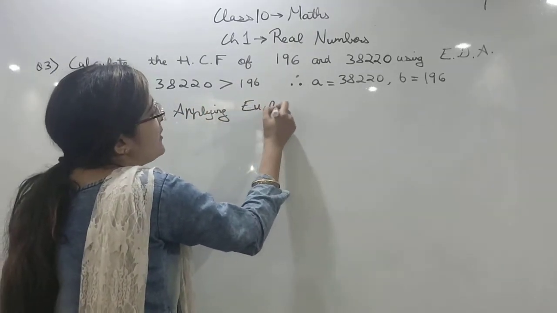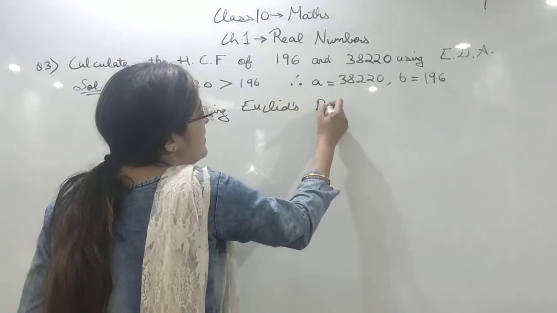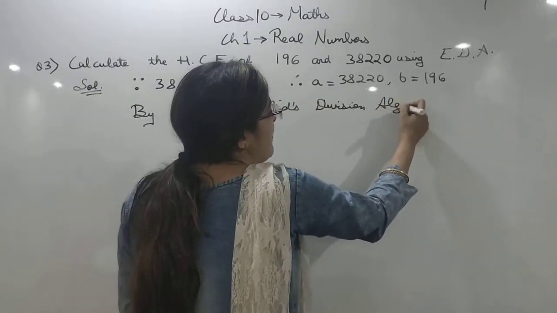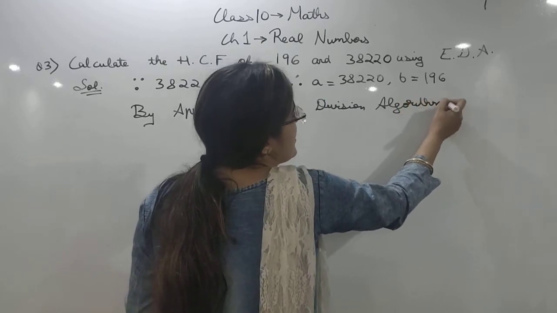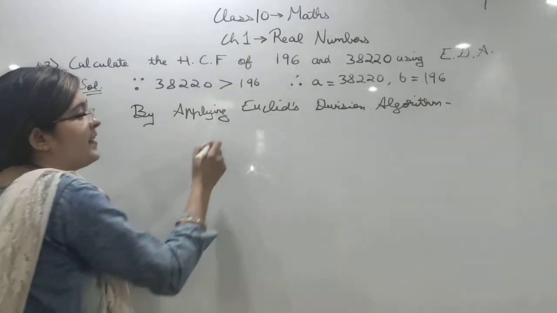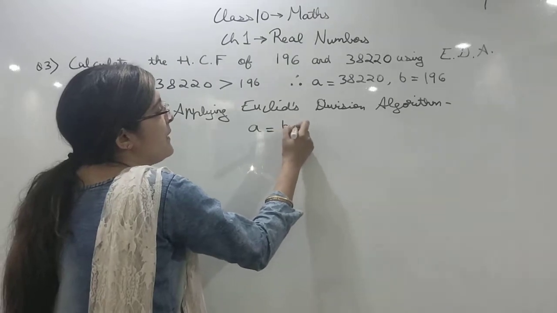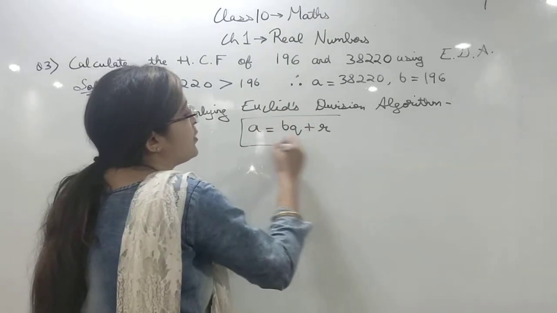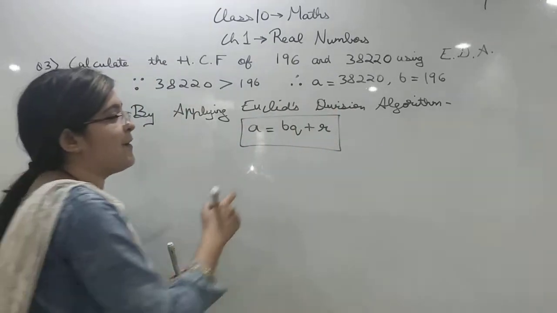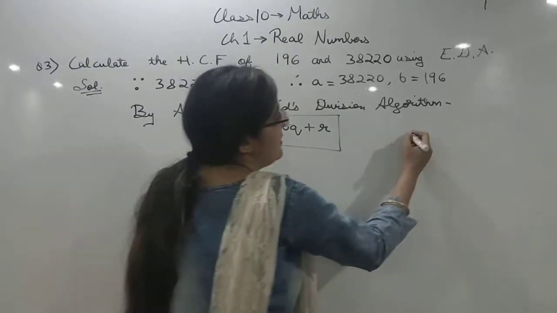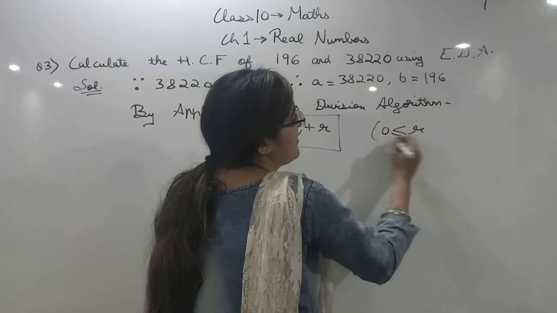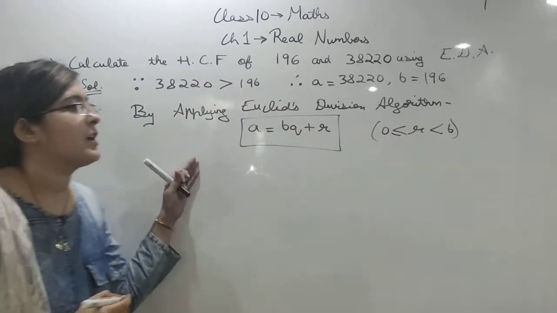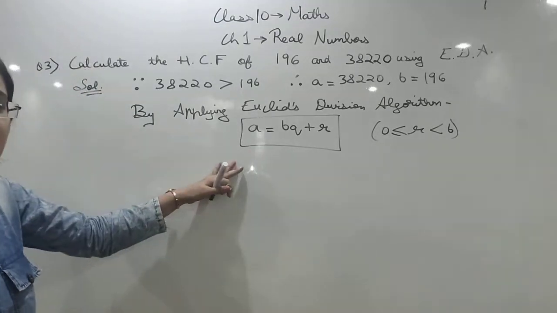Now what will we write? By applying Euclid's division algorithm, we write A = BQ + R. You have to write this in all the questions you solve. It is very necessary to write this. And the range of R is 0 ≤ R < B. So this is the Euclid's division algorithm.